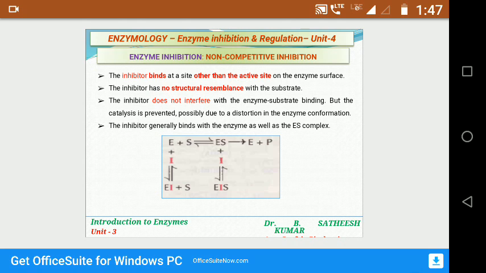And the second one is non-competitive inhibition. Non-competitive inhibition means there is no competition between substrate and inhibitor for the enzyme's active site. The inhibitor does not bind to the active site; it binds somewhere else on the enzyme. Therefore, the non-competitive inhibitor will have a different structure compared with the substrate, because it is not binding to the active site.